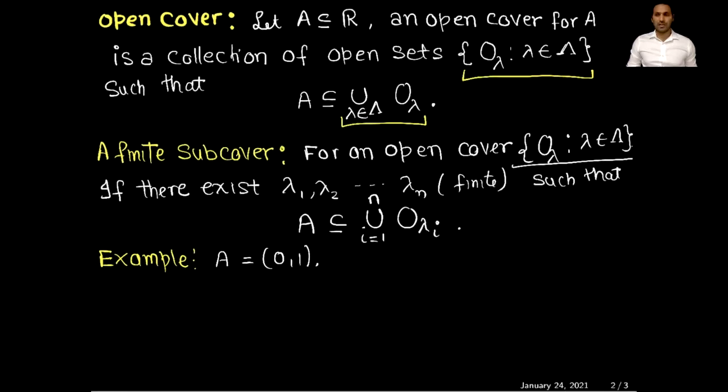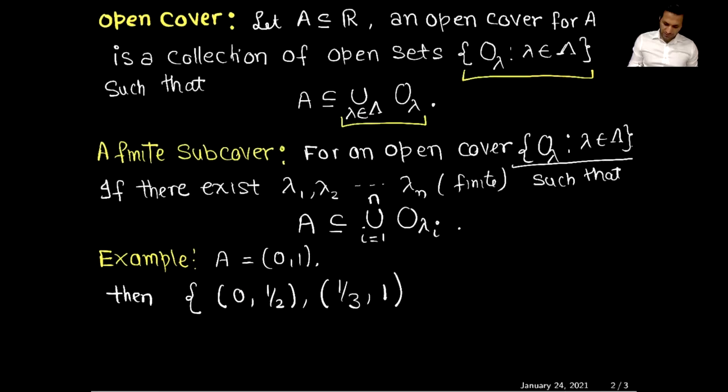Let's suppose we have the interval 0 to 1. Then the collection, if I collect (0, 1/2) and then (1/3, 1), this collection is an open cover, and this is also a finite subcover because it contains a finite number of elements.